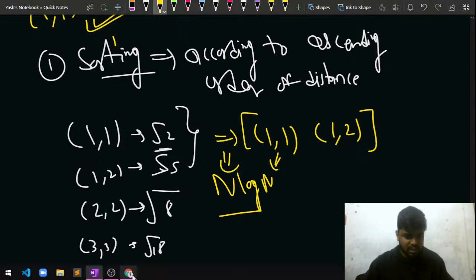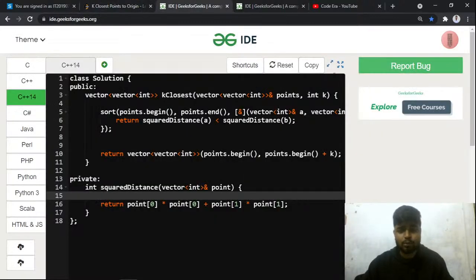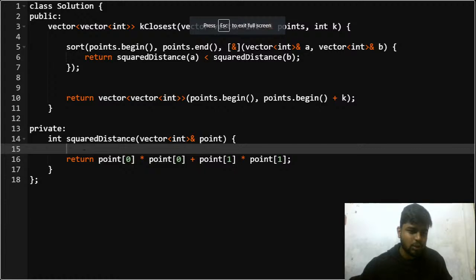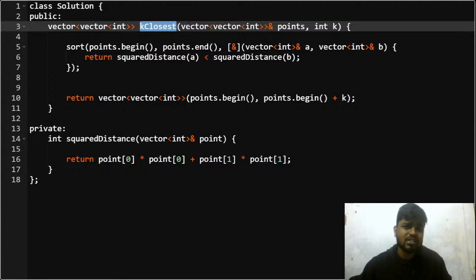So let me show you the code part when you are doing it using sorting. What you will basically be doing is, you will have a function, and you will be given k closest. In this you will be given points, and you will be given the integer k. So you will simply sort according to the distance. And what will be the distance? You can say that the distance will be under root of a square plus b square, that is xi square plus yi square.